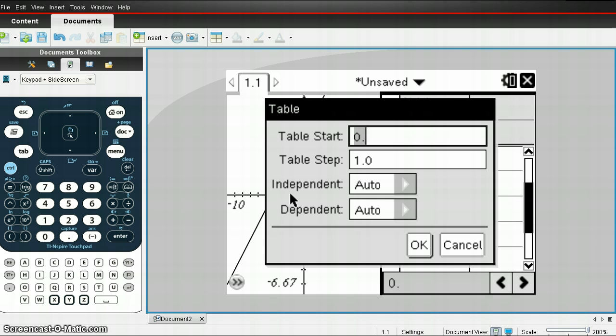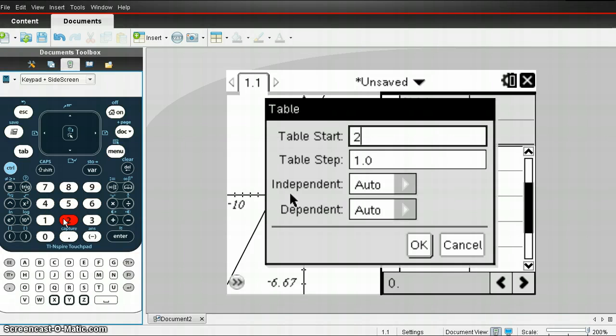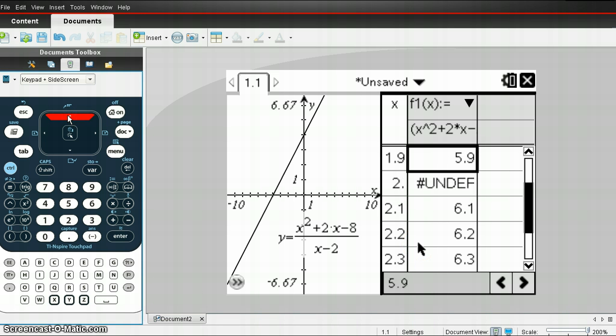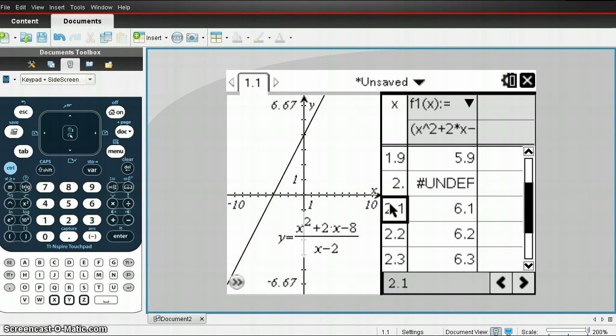So start at 0. Well, let's start this actually at 2, so that's the number that I'm starting on. And table step, I'm going to change that to 0.1. I want it to count by 0.1. So that way the table is going to give me 1.9, 2, and 2.1 right here. So I know at 1.9 it's 5.9, at 2.1 it's 6.1. So I can be reasonably sure that as x gets closer and closer to 2, f of x is going to get closer and closer to 6. And I don't need to go any farther than that to be pretty confident about that.